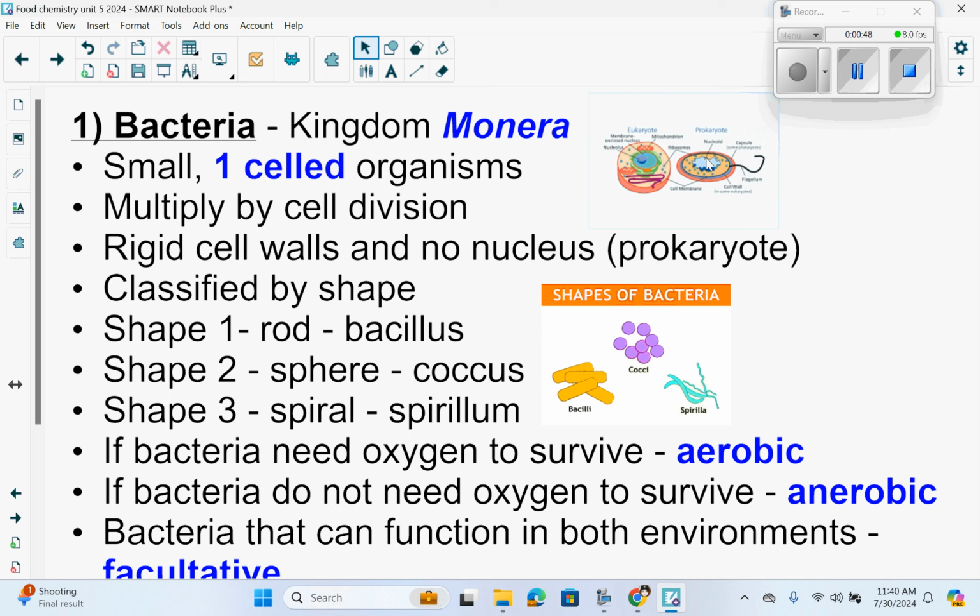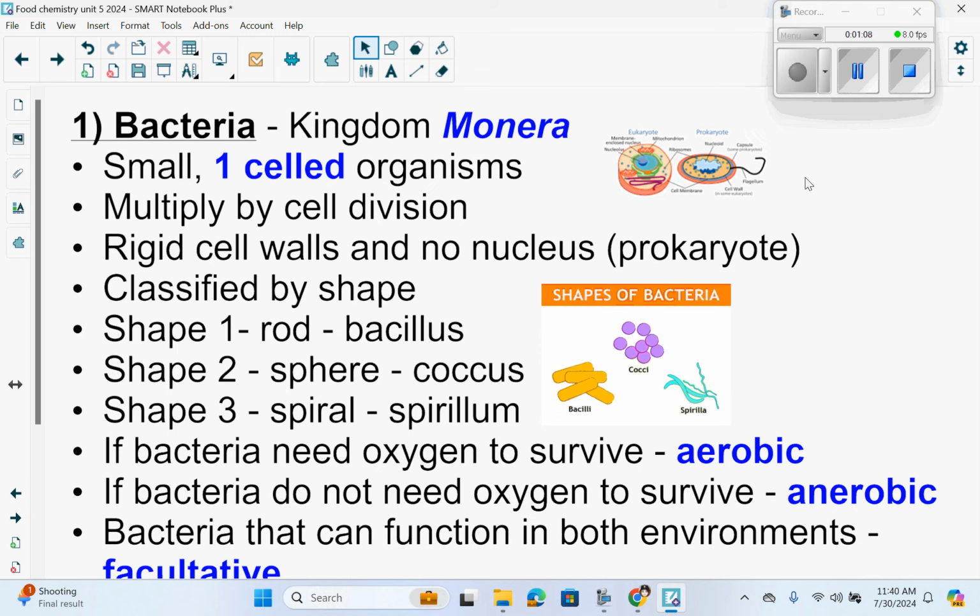Bacteria. These are in the kingdom Monera. They are small, one-celled organisms that multiply by cell division. They have rigid cell walls and no nucleus, so their cell type is called prokaryotic. So that's not like us, because they don't have a nucleus.